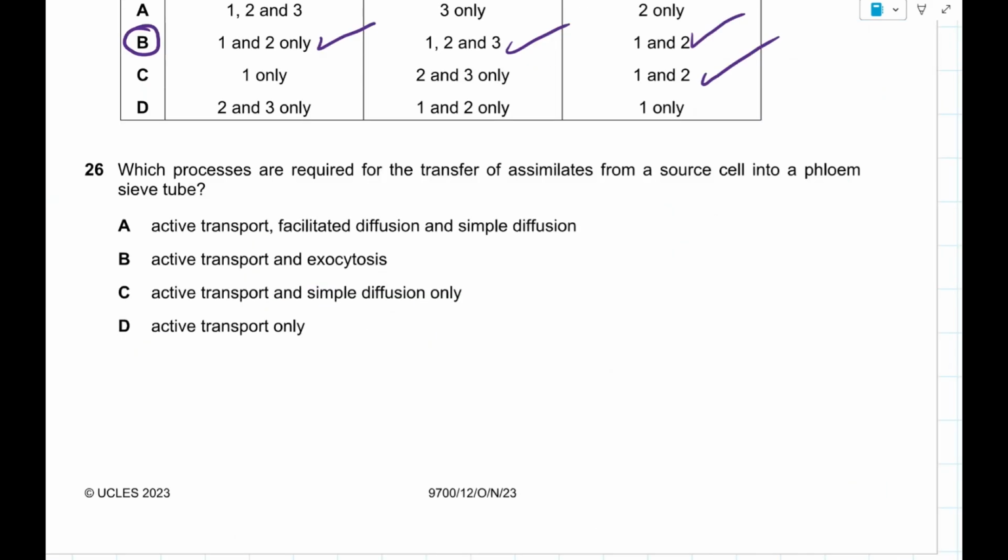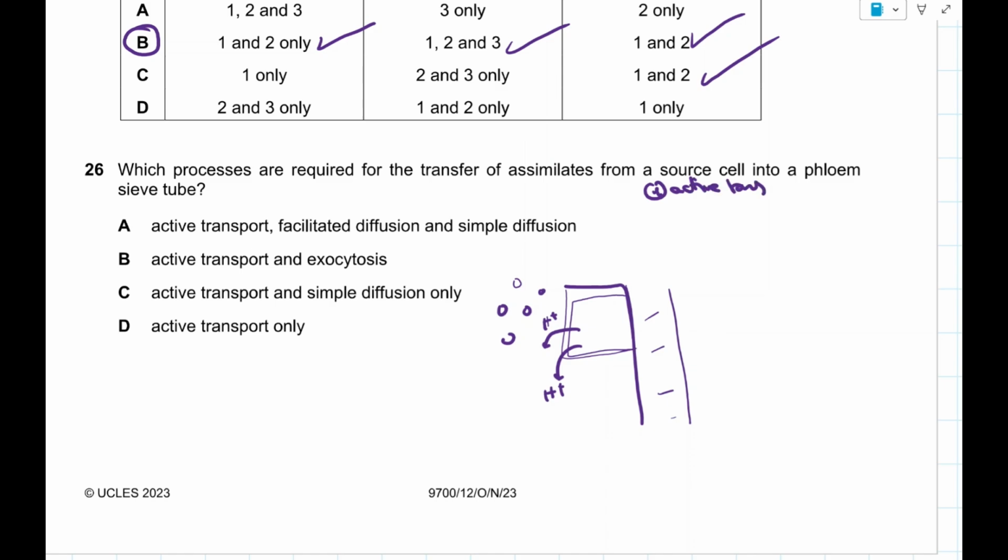Question number 26, which processes are required for the transfer of assimilates from a sucrose cell into a phloem sieve tube? So let's quickly outline the process. So this is a companion cell, and this is the sieve tube element. Now, outside the companion cells are found these sucrose molecules. Now, what the companion cell does is that they have carrier proteins which pump hydrogen ions outside to its cell wall. This is by active transport, or an active process in general.